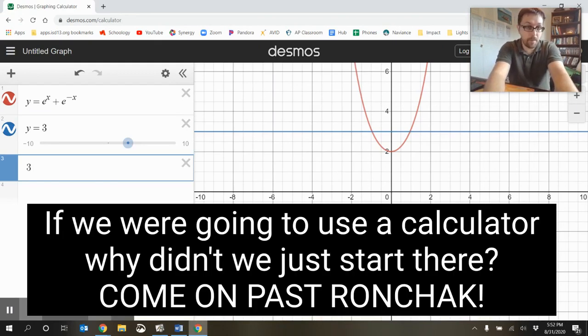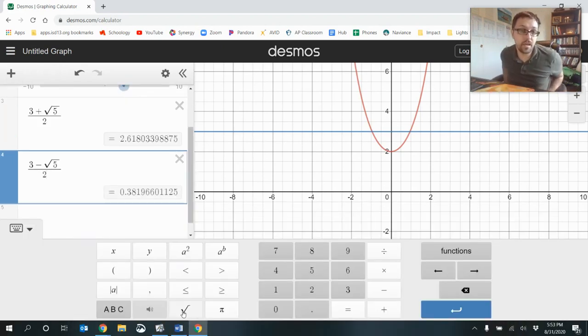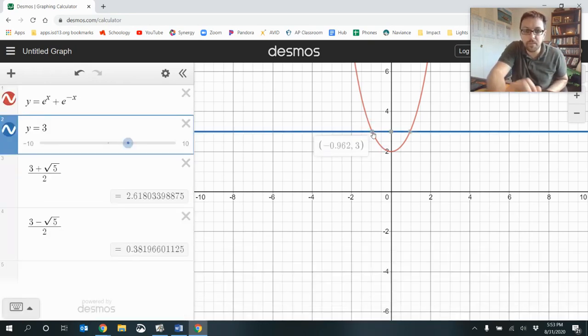So we get 3 plus, I need a square root. So I get 0.381 and 2.618, which you might have noticed is not my answer. I was supposed to be getting, what were our points again? It was negative 0.962, but we didn't get that. Well, remember, this is what y is. It is not what x is. We were trying to solve this thing for x. Remember, we replaced those y's with e to the x's. So we need to go back into that.